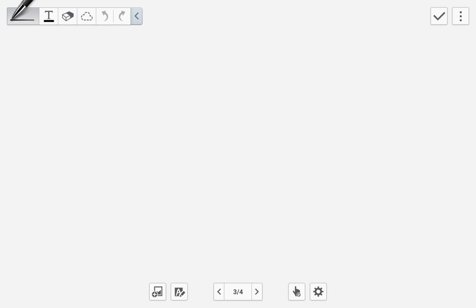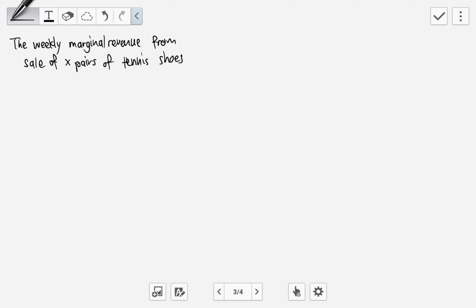So this is a question on application of integration. The weekly marginal revenue from sale of x pairs of tennis shoes is given by R prime x equals 40 minus 0.02x plus 200 over x plus 1.